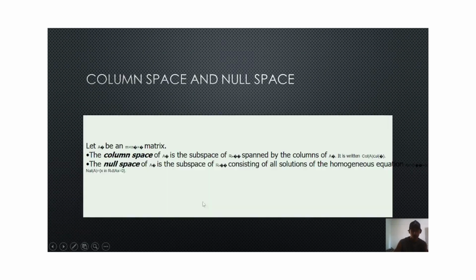If V spans over v1 to vp, which are continuous over here, we say that V is also a subspace. V is also a subspace.